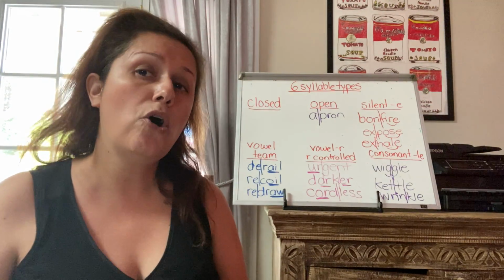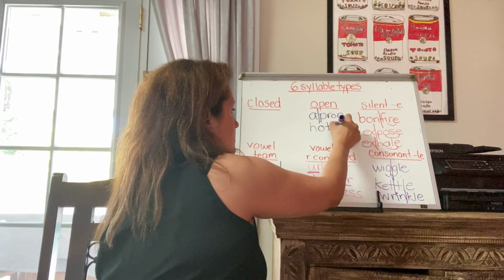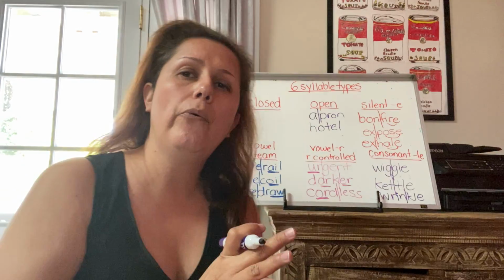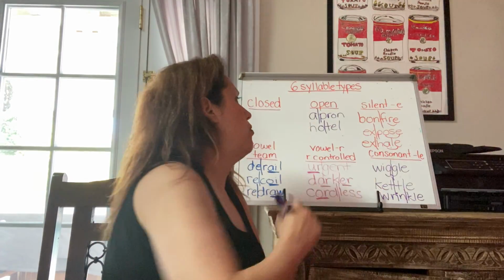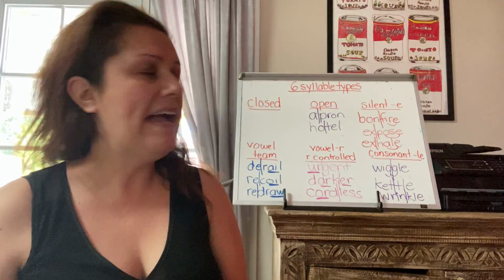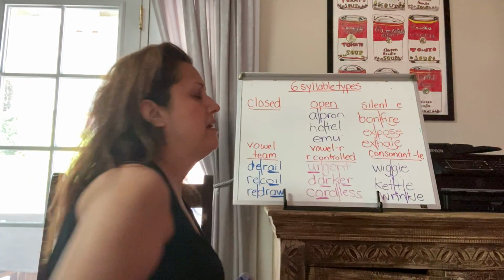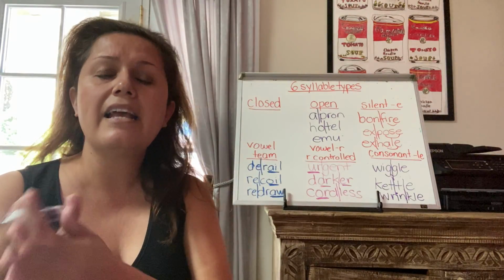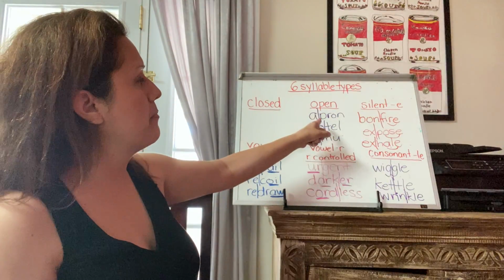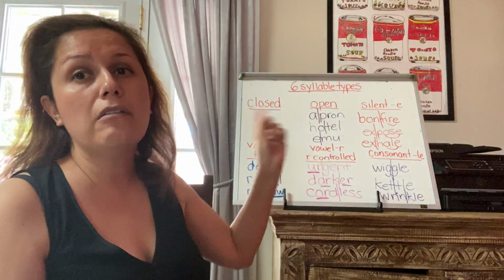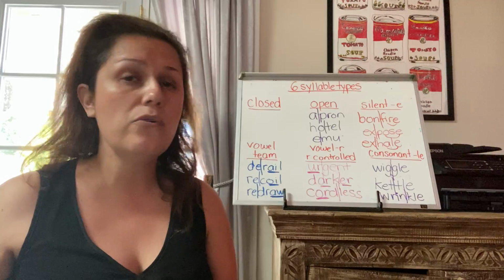If I have the word hotel, hotel. When I stop on the first one, that's a long O sound. So that makes it an open syllable. If I have emu, it stops on the E. That's a long vowel. And so all of these are open because they stop right where the vowel is, and they're all long vowel sounds. So that leaves us one more, which is the closed syllable type.